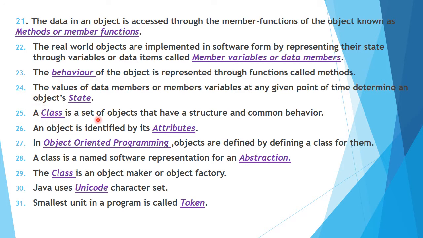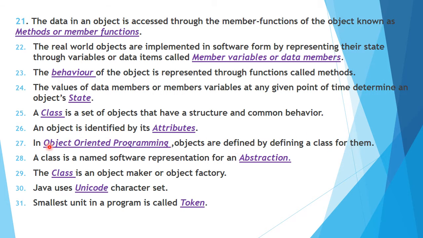A class is a set of objects. Which is the set of objects? Class, and they have a structure and common behavior. An object is identified by its attributes. You know that each and every object can be identified, but how can it be identified? By its attributes. In object oriented programming, objects are defined by defining a class for them.